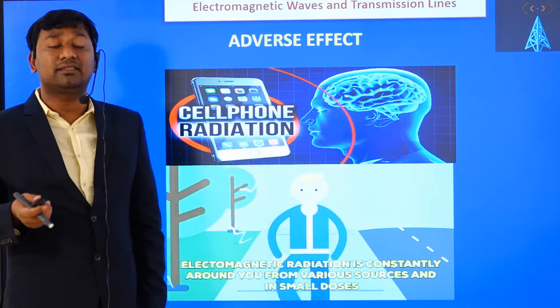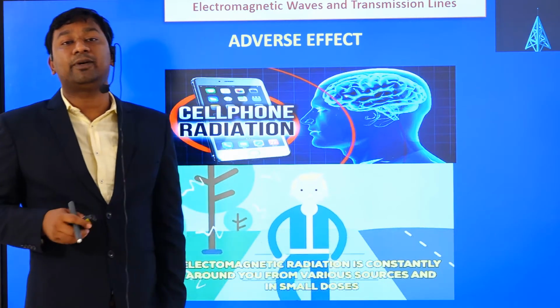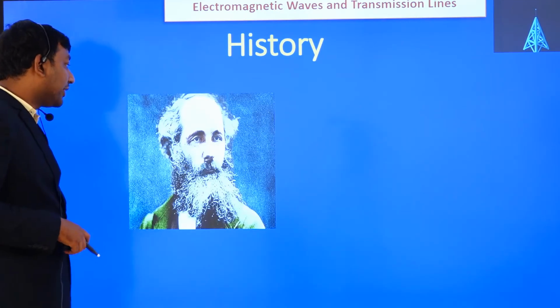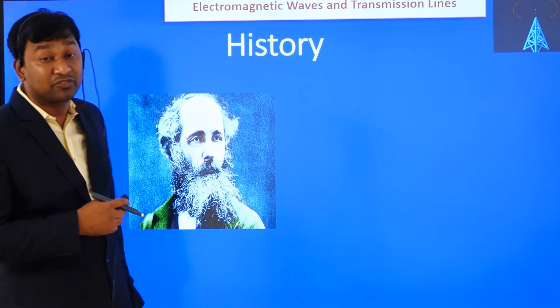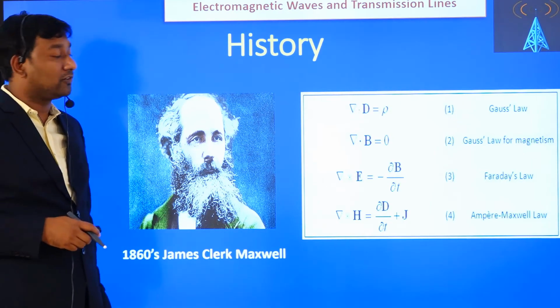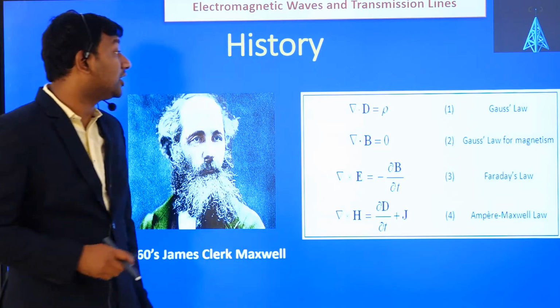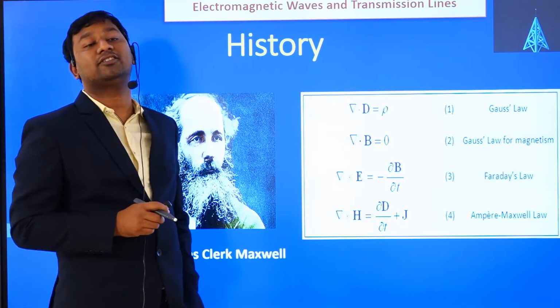Whenever we learn something, we should know both the benefits and the adverse effects. Now we come to history. The person who generated these equations is James Clerk Maxwell, in 1860. Those are the four historic equations, which are the governing equations of wireless communication.